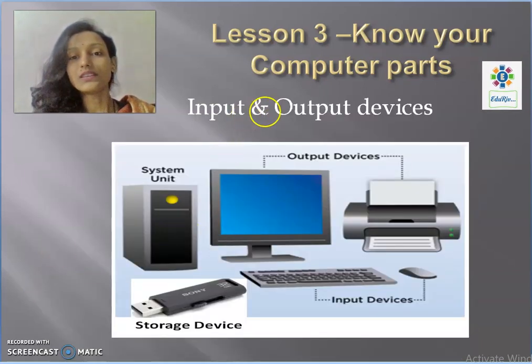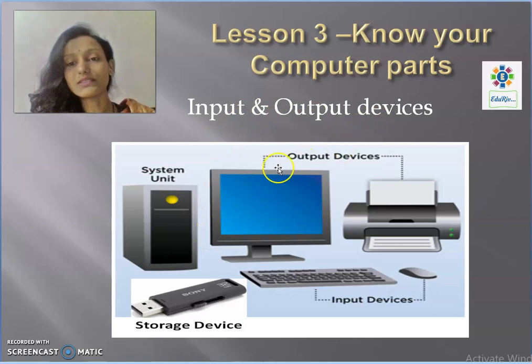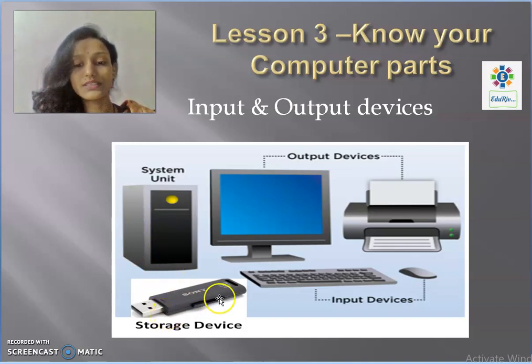You can see there are some input and output devices. You can see the parts. You can see this is monitor and printer. These are the output devices. Keyboard, mouse, these are the input devices. You can see there is a system unit, that is CPU. And storage device, that is pen drive. Now I will explain it one by one. Okay.